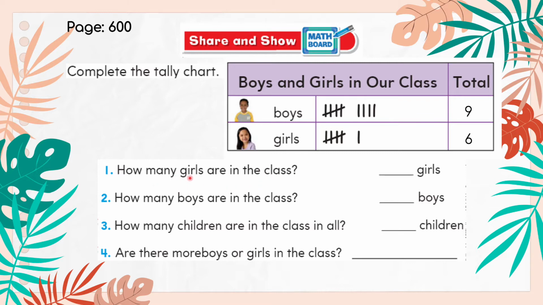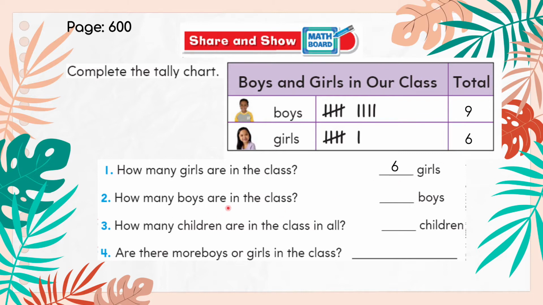How many girls are in the class? Coming back to the tally chart and looking across, reading from left to right, across the row which says girls, I find we have 6 girls. So you're going to write 6 here.